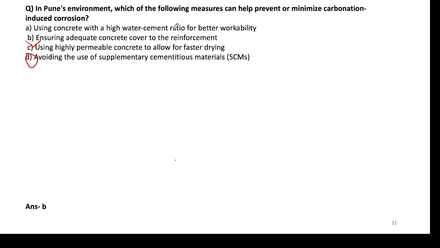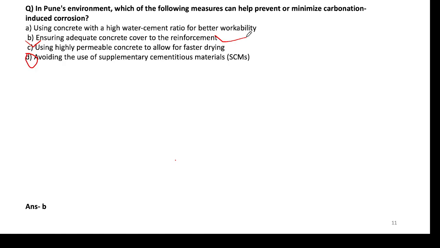Ensuring adequate concrete cover to the reinforcement is a possible way of minimizing the carbonation-induced corrosion phenomenon. That's right, because the more the concrete cover, the much higher the amount of time it will take for the carbonation depth to reach the steel and initiate the corrosion. If we have proper cover, then our corrosion initiation period will be longer, hence the durability of the structure will also be higher. However, some people are saying that avoiding the use of supplementary cementitious materials is one of the ways we can minimize carbonation-induced corrosion.